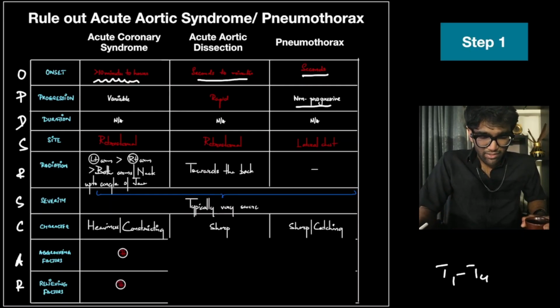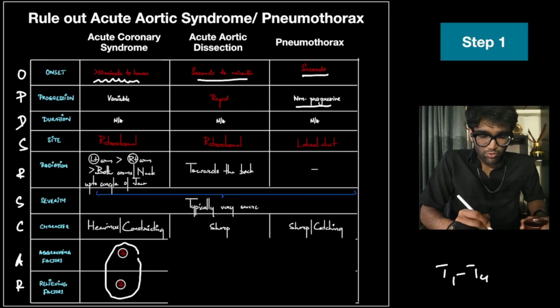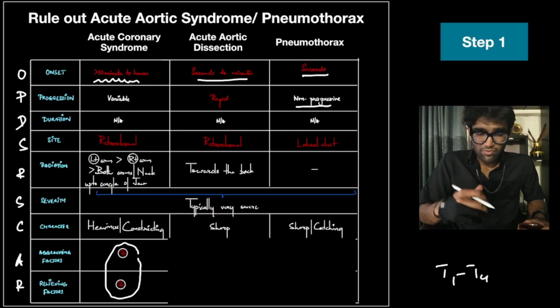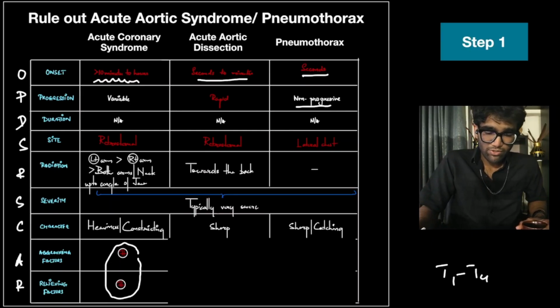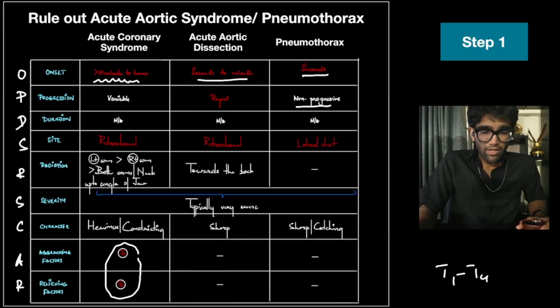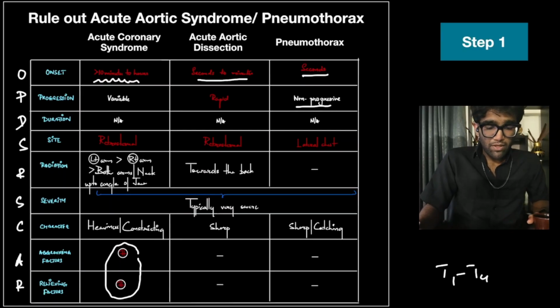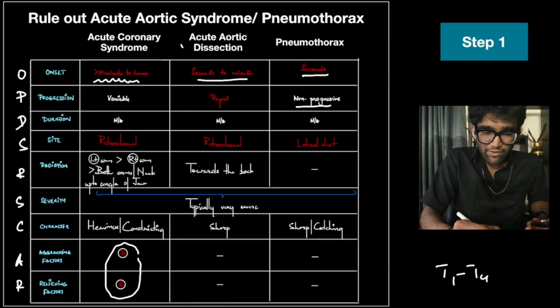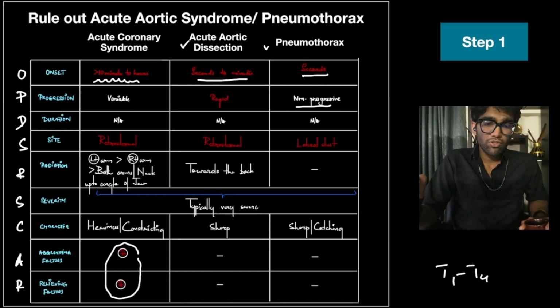Now, aggravating and relieving features for acute coronary syndrome depend on what type of acute coronary syndrome we're talking about. But specifically, they are increased with activity and decreased with rest, and we'll get into the weeds of it later in the video. There are no clear aggravating or relieving features associated with acute aortic dissection or pneumothorax. Okay, so with this in mind, we typically are able to quite definitively say that there is a possibility of an acute aortic dissection or a pneumothorax.